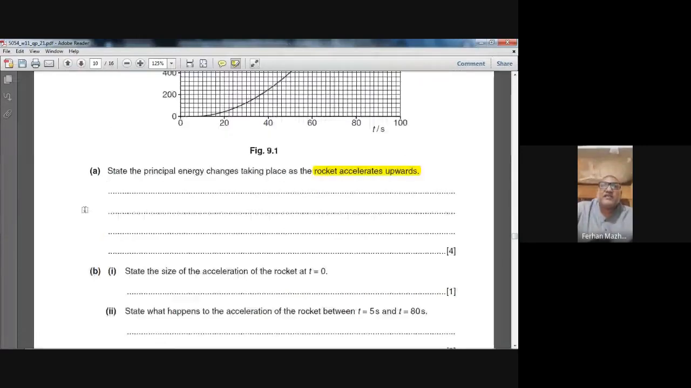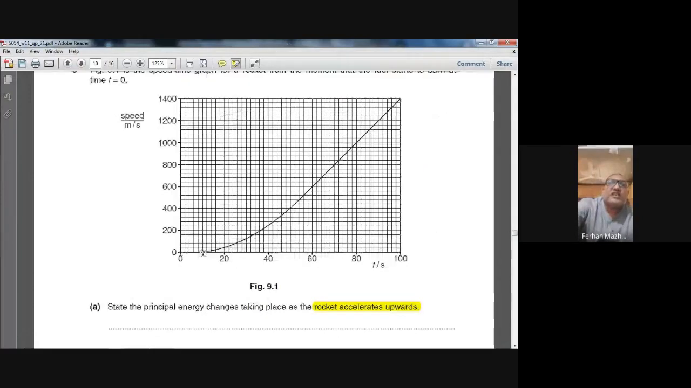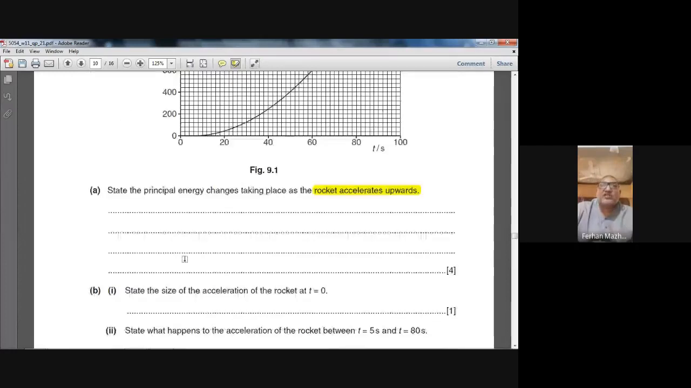You see here, at the time when t is 0, you see what happened? The slope is 0. And the slope of the speed-time graph, or the gradient of the speed-time graph, represents the acceleration. So at the time t equals 0, the value of the acceleration will be 0. It's a 1 mark question. Muskan, do you understand? Yes, sir.